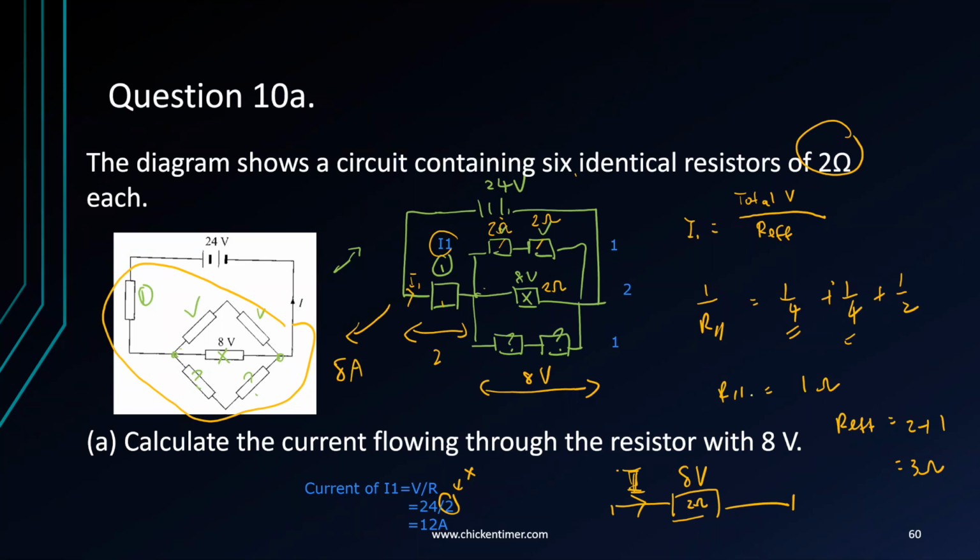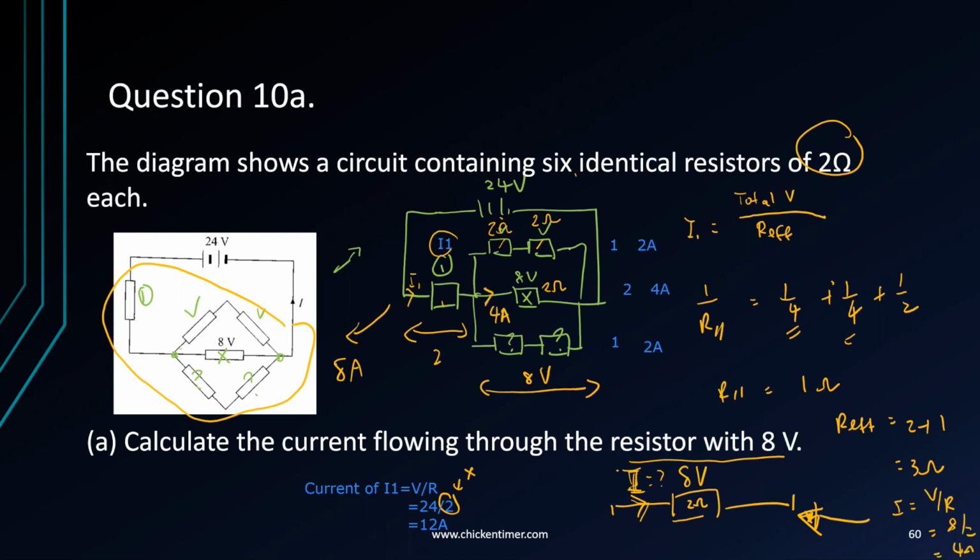To find the current within the resistor with 8 volts, I single it out and draw it like that. So it's a 2 ohm resistor with 8 volts and an unknown current flowing through it. So here, current equals V over R. So it is 8 divided by 2. So it's 4 amperes. You see?